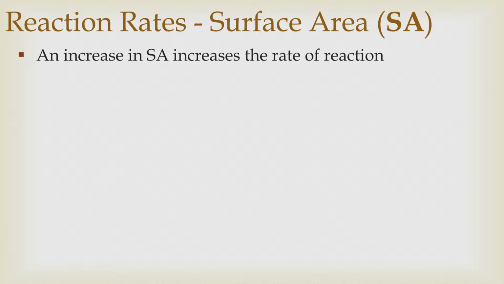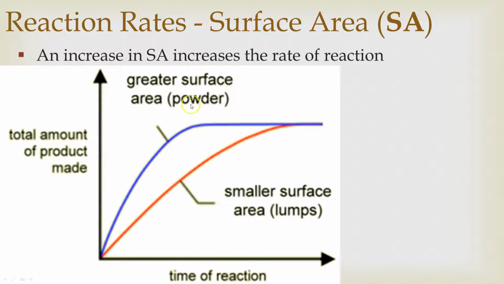Surface area. Surface area is very important as well. An increase in surface area is an increase in how quickly that reaction happens to go. If we have something that's in like a powdered form, which has the same volume as it would be in like lumps or whatnot there, however, it's going to have much more surface area, that is going to react and make my total amount much quicker than those smaller lumps are going to actually get to there.